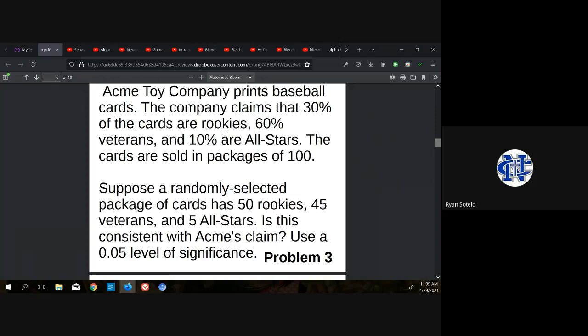It's categorical. Why do you know that? Because you can have different groups. Talk about how many rookies, how many veterans, and all that stuff, right?